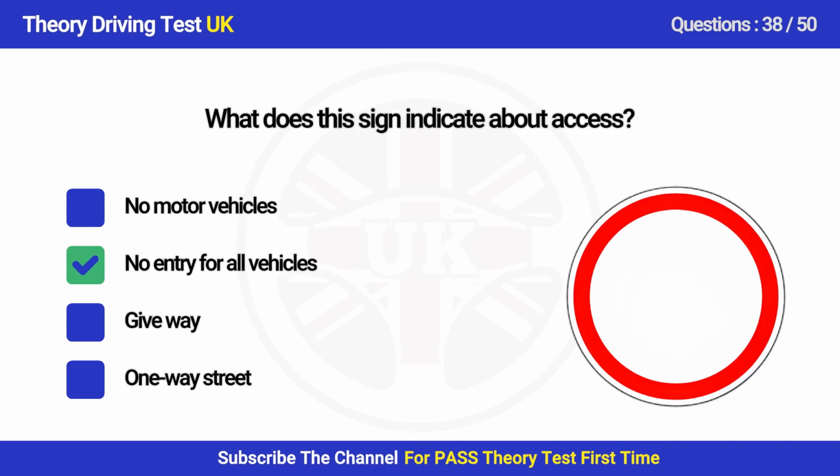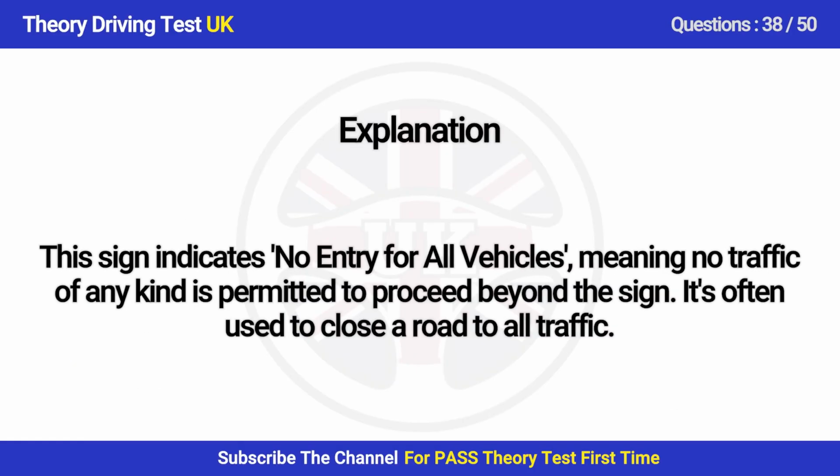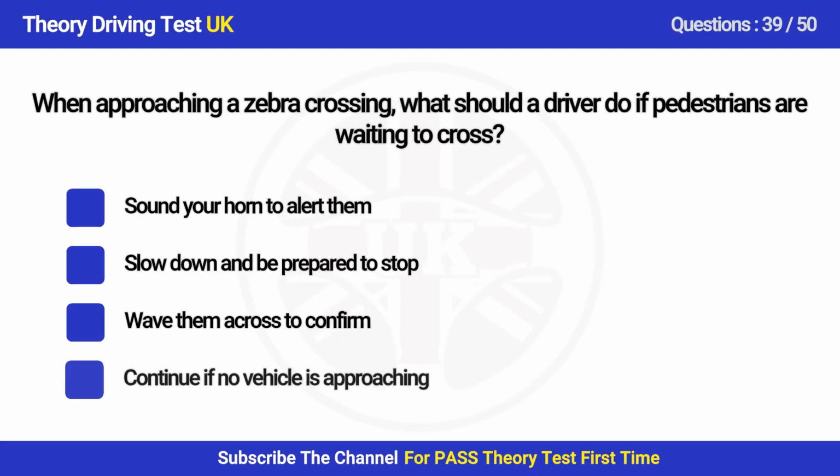Answer is B, no entry for all vehicles. This sign indicates no entry for all vehicles, meaning no traffic of any kind is permitted to proceed beyond the sign. It's often used to close a road to all traffic. Question 39. When approaching a zebra crossing, what should a driver do if pedestrians are waiting to cross?